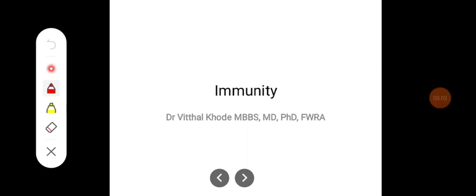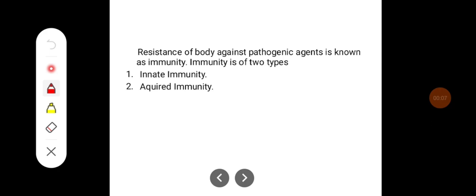Hello everyone, in this class we'll learn about immunity. Resistance of the body against pathogenic agents is known as immunity. Immunity is of two types. It can be innate immunity or acquired immunity.